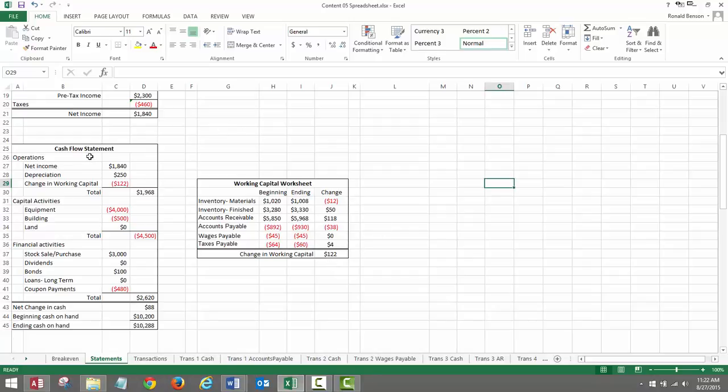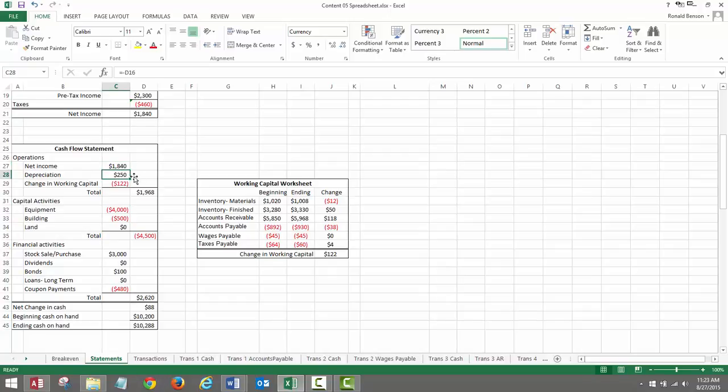So here is a cash flow statement. And the first thing that's recorded on a cash flow statement is the net income that we did in the previous video. $1,840 becomes cash that adds to your balance of your cash account.